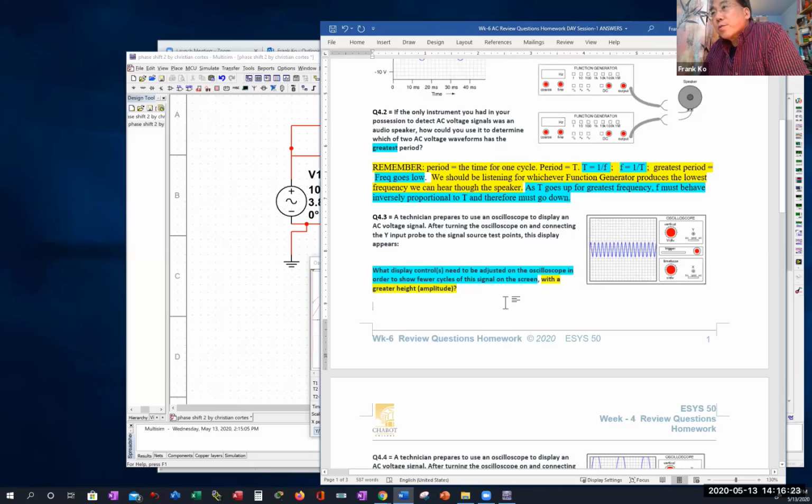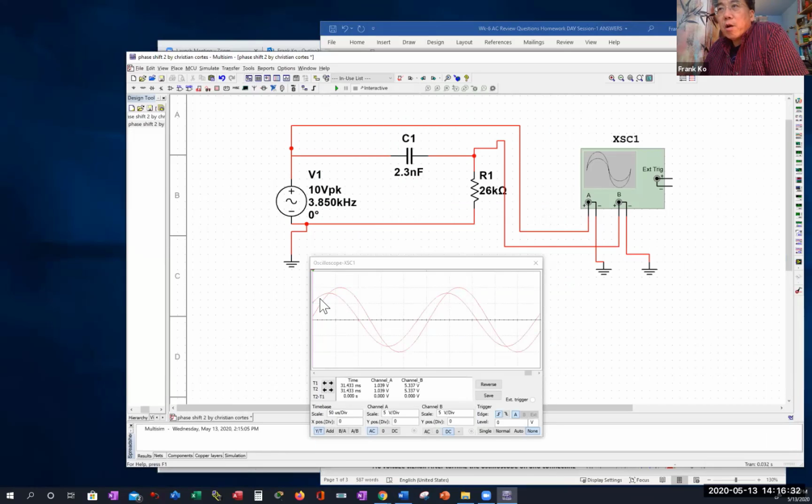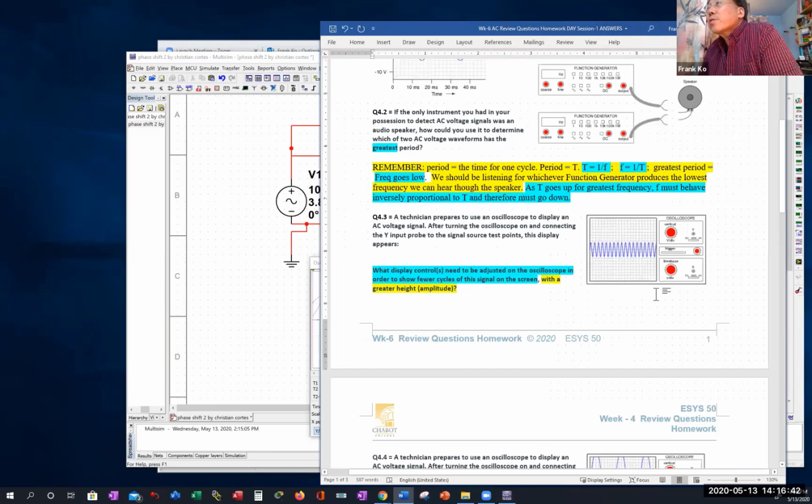So there's two questions, keep in mind. How do we show fewer cycles of this signal on the screen? So right now, how many cycles do I have? It looks like 1 and possibly 2. How can I show fewer cycles? What adjustment do I have available to me? We'll look at this very carefully. There's a big red knob that says vertical. There's a trigger control, and there's another big red knob that says time base. What do you think we should be doing?